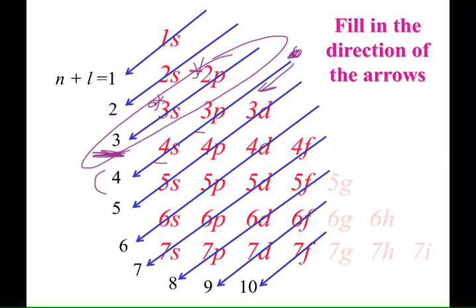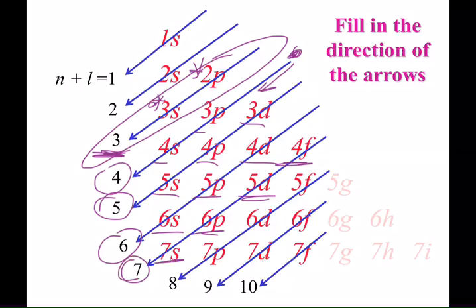3p and 4s both have an n plus L value of 4. 3d, 4p, and 5s, all three have an n plus L value of 5. 4d, 5p, 6s, n plus L value of 6. And then we get really fancy. We have these four subshells, 4f, 5d, 6p, and 7s, which all have an n plus L value of 7. You can convince yourself if you want to.